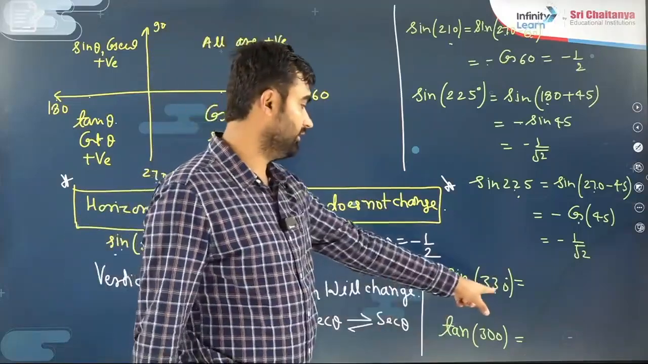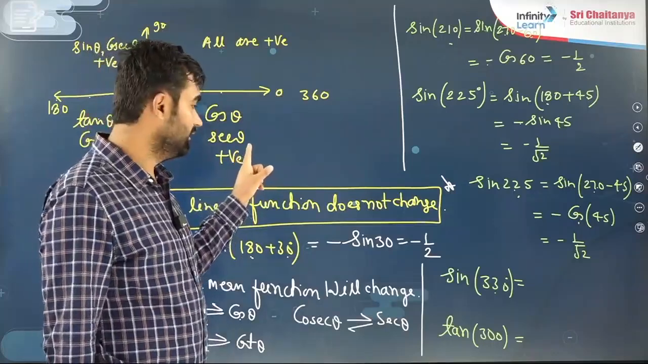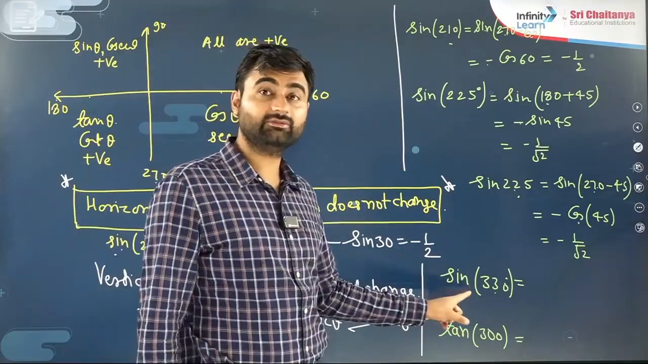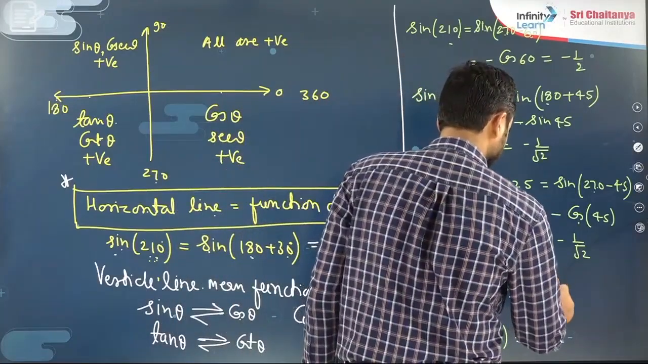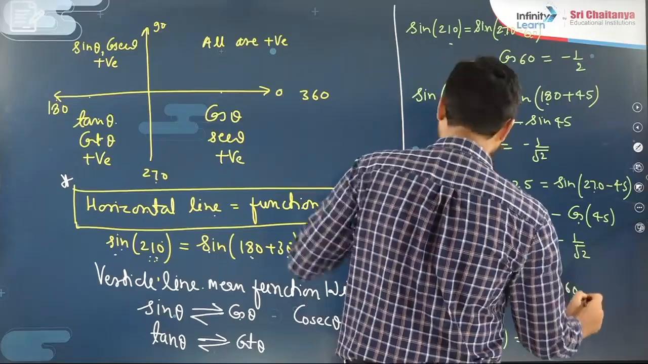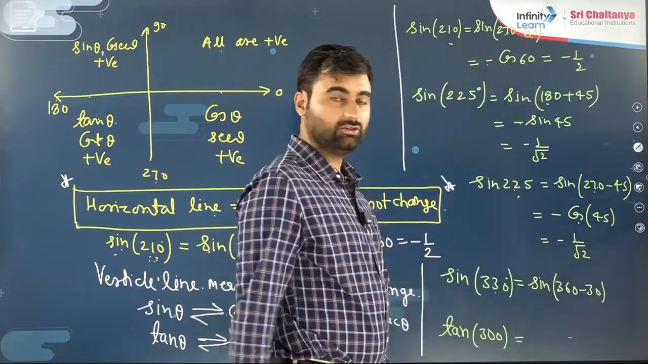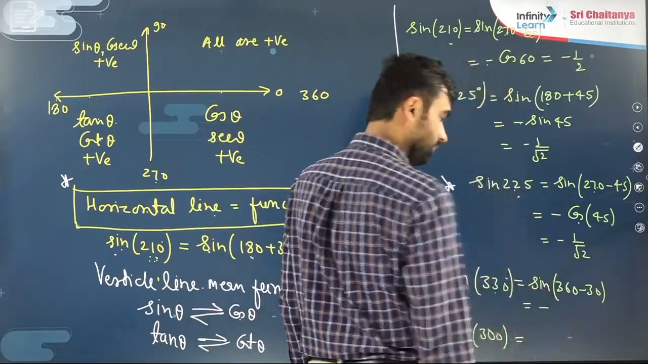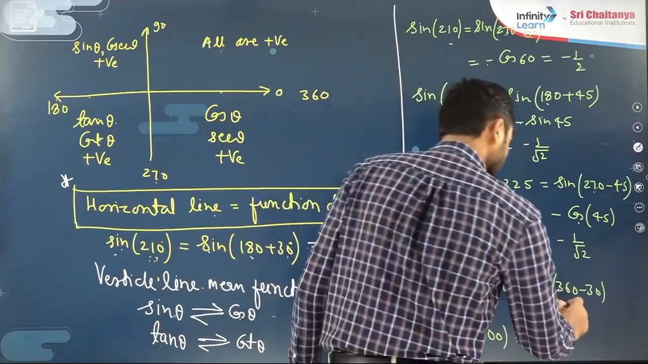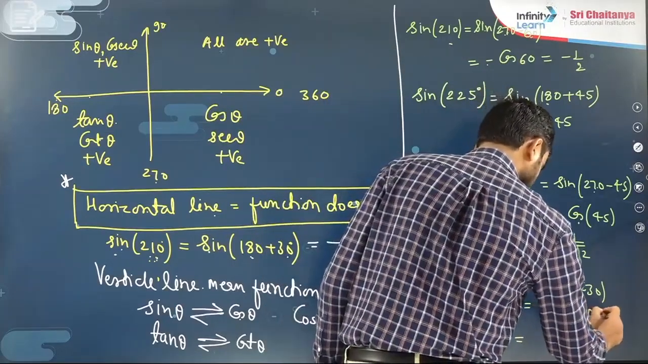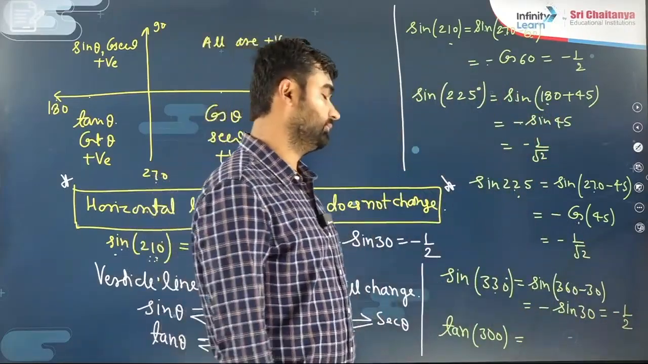Check which quadrant it is in. 330 is greater than 270, which means it is in the fourth quadrant. And you know in the fourth quadrant the sin function is negative. So we will use a minus here. And we can break it as 360 minus 30. We will get 330. And the final value is negative, and with the horizontal line there is no change. Sin 30 value is 1 by 2. So this is minus 1 by 2. Understood?